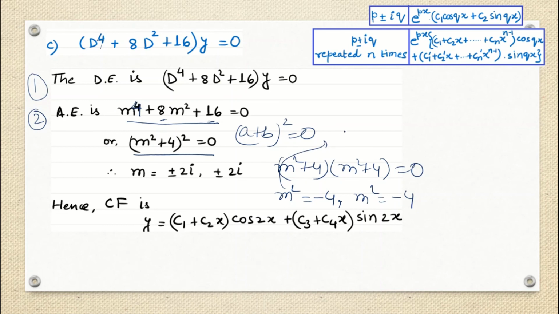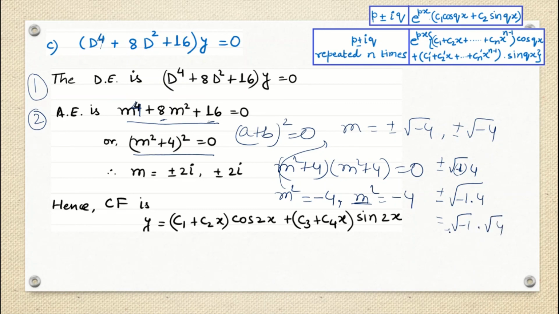Or m is plus minus under root minus 4, and again for this factor also plus minus under root minus 4. This is under root minus 1 into 4, which we can write as under root minus 1 into under root 4, or plus minus i into 2. Correct. So this is repeated twice. For the other factor you do the same thing, and again you find plus minus 2i, plus minus 2i.